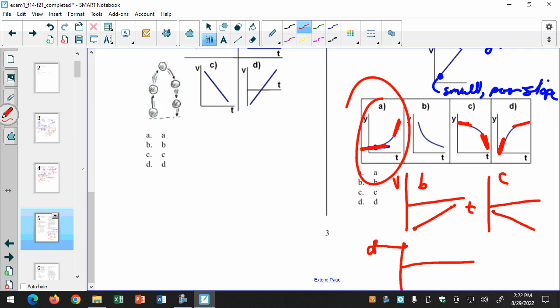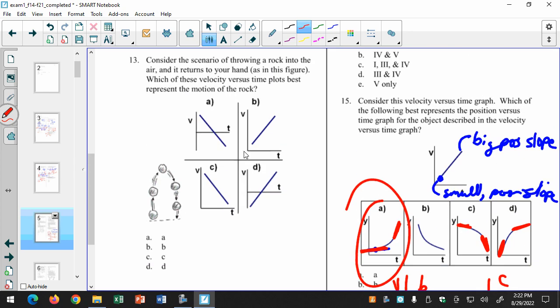Big, positive, small, positive. So it starts here and goes down like that. Okay, let's look at some other qualitative graphing problems. I like number 13. You're going to have one like this where I describe to you some physical scenario and ask you to plot it, or ask you to pick the plot. This is an object going up and then coming down.